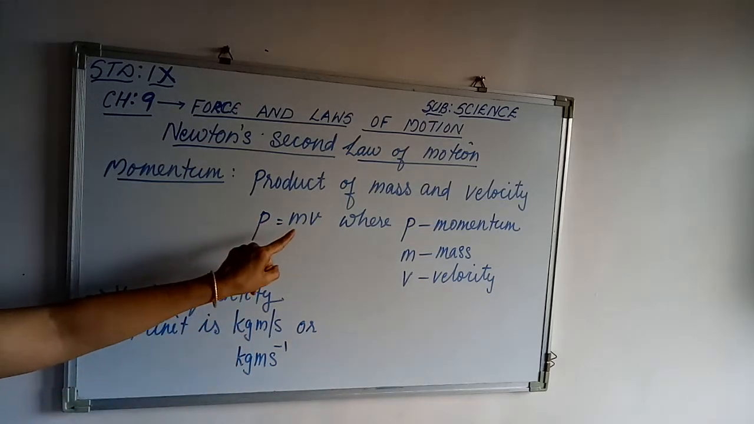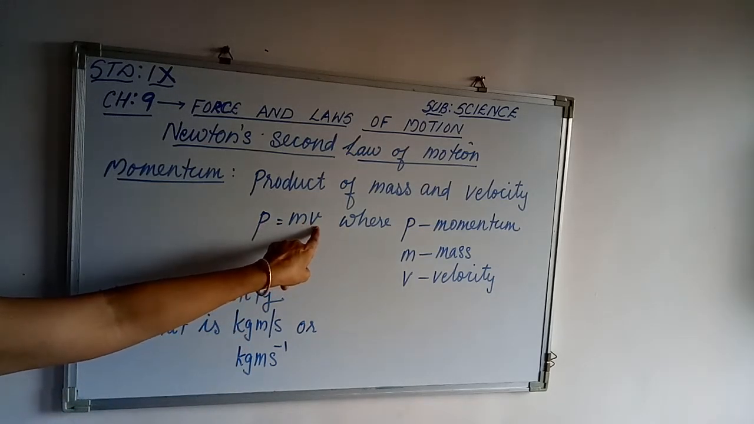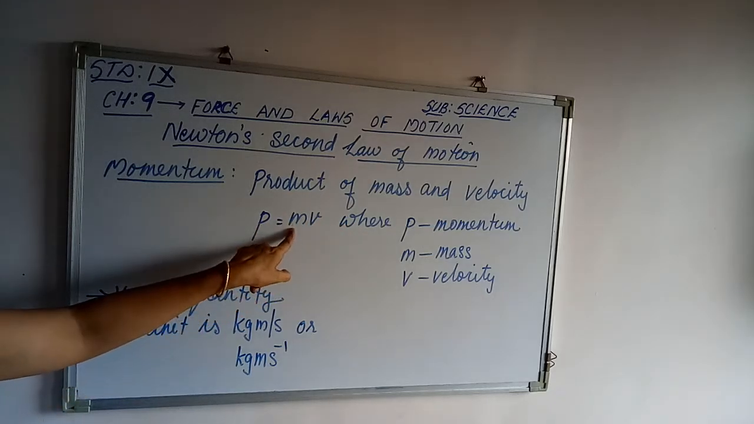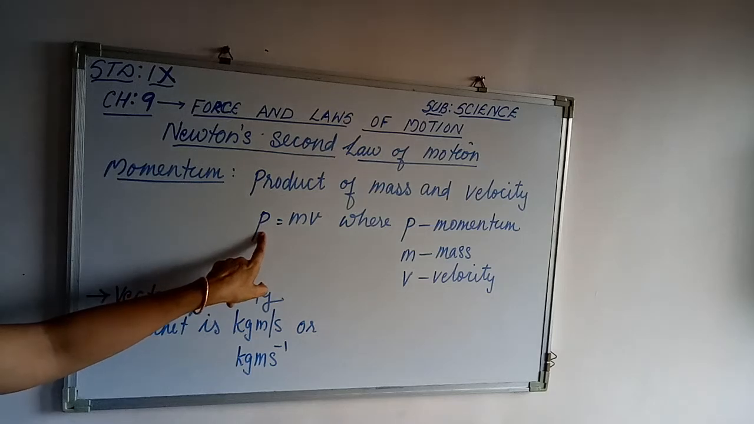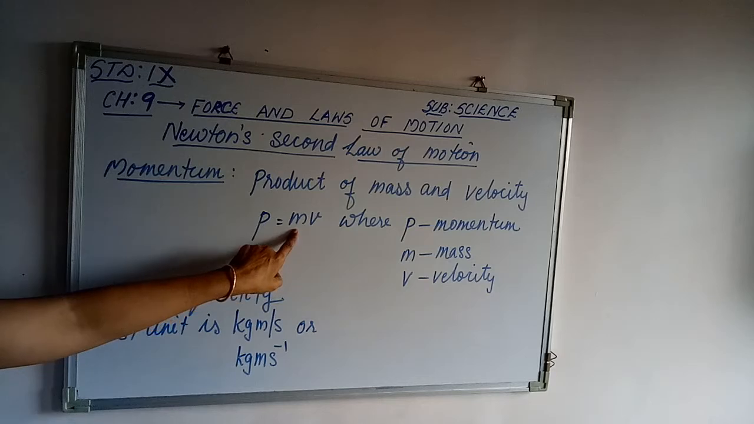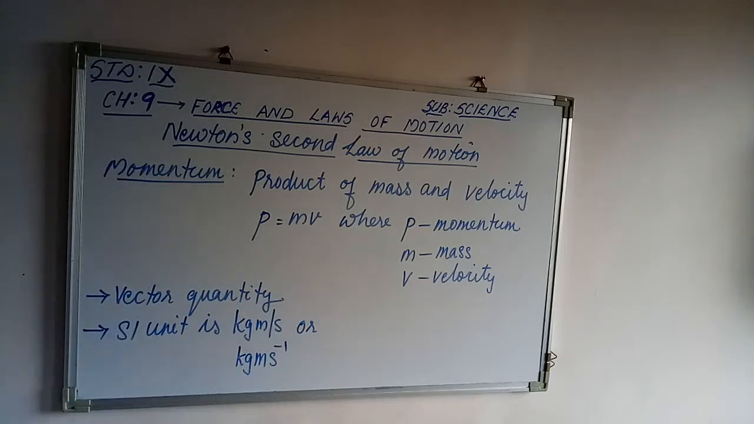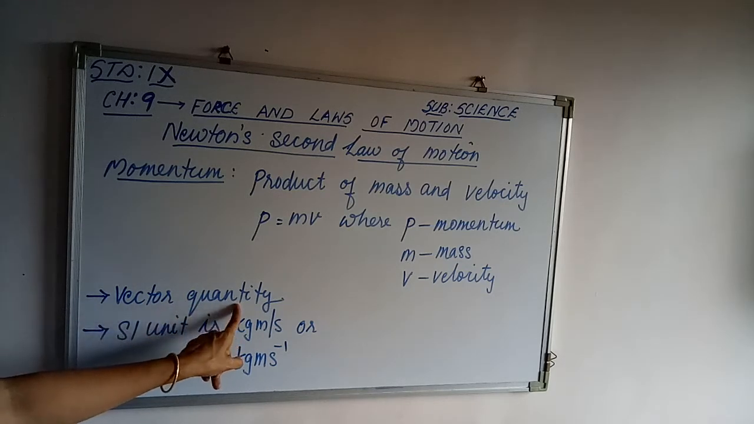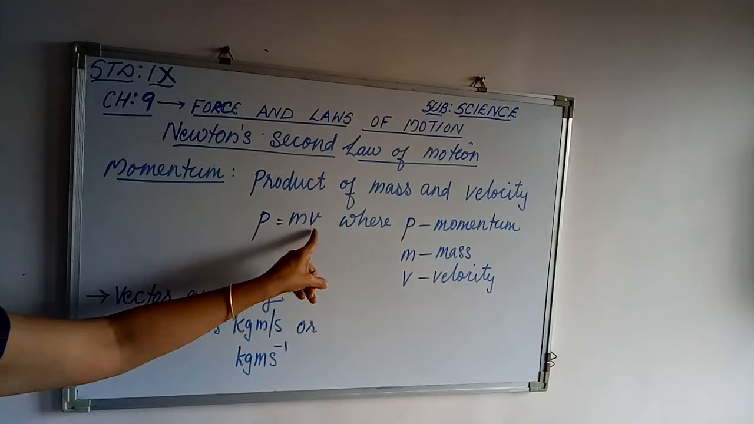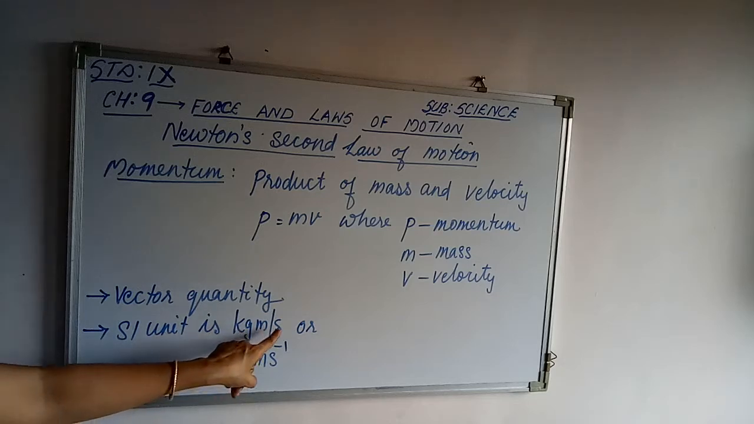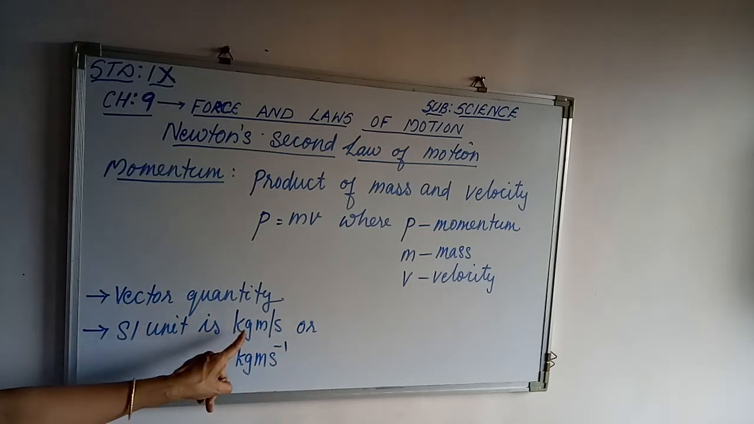If an object of mass m moves with a velocity v, then its momentum is given as p equals m times v, where p denotes the momentum. Momentum has both magnitude and direction, and such quantities are called vector quantities. So momentum is a vector quantity, and its direction is the same as that of velocity. The SI unit of momentum is kilogram meter per second.